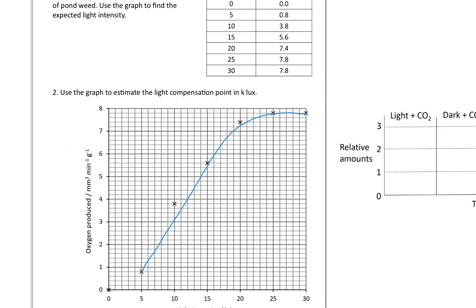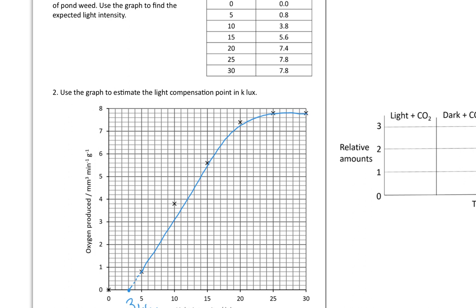Okay, so let's do question 2 first, because it kind of makes sense to do so. As I increase light intensity, light's the limiting factor, light's the limiting factor, and then light's not the limiting factor, and now something else is limiting the rate of photosynthesis here, the oxygen produced per minute per gram of pondweed. If I extrapolate this down here, that's about 3 kilolux, the light intensity I would need to get to the light compensation point.